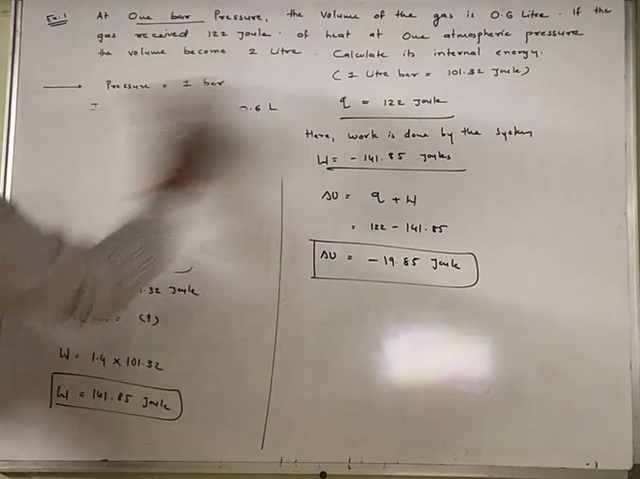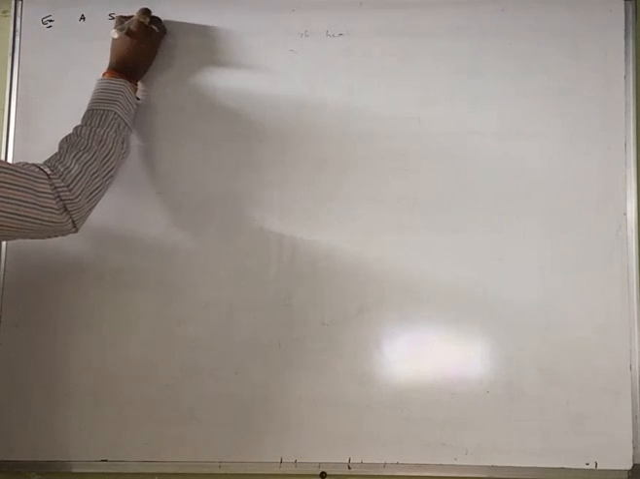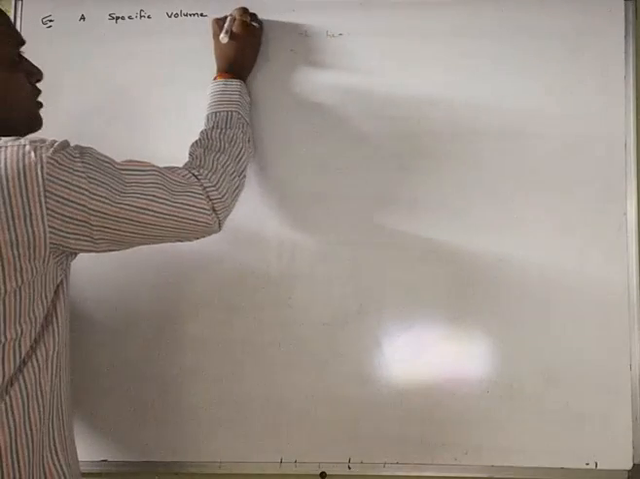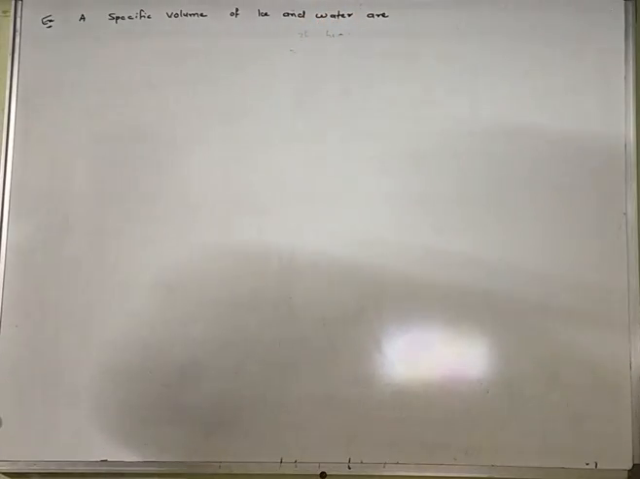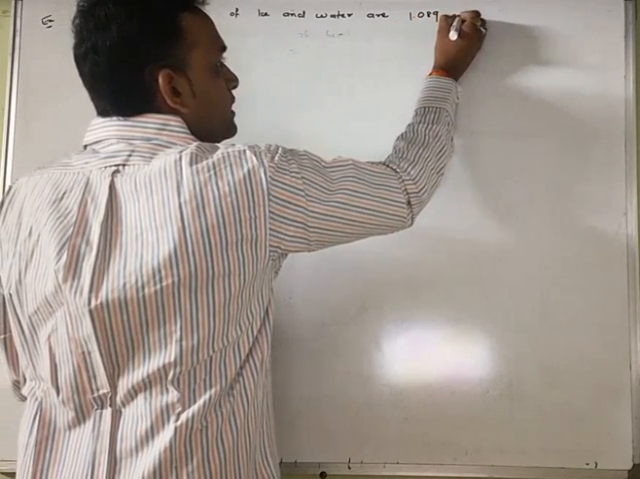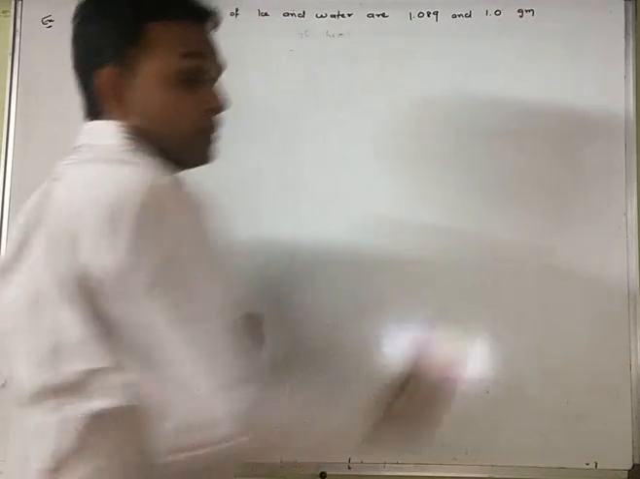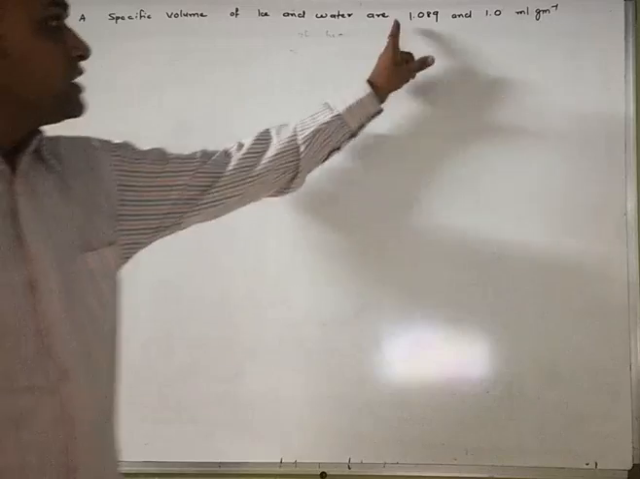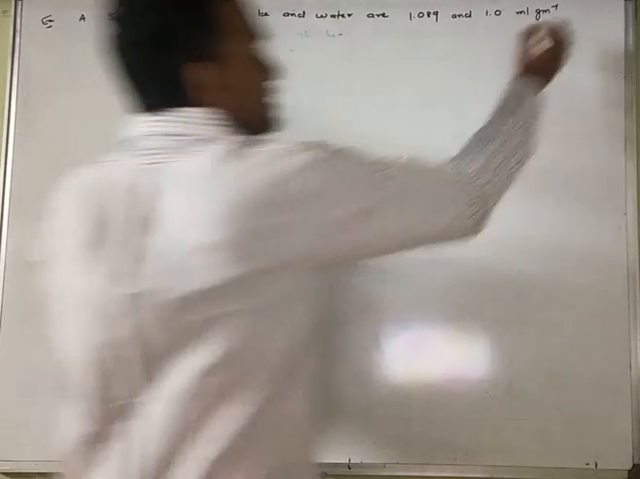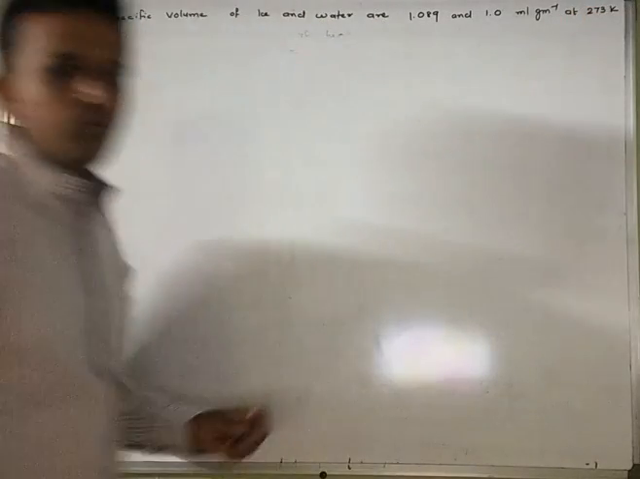Okay, now let us see the next example. The specific volumes of ice and water are 1.089 and 1.0 milliliter per gram, so 1 gram occupies this much milliliter at 273 Kelvin temperature.